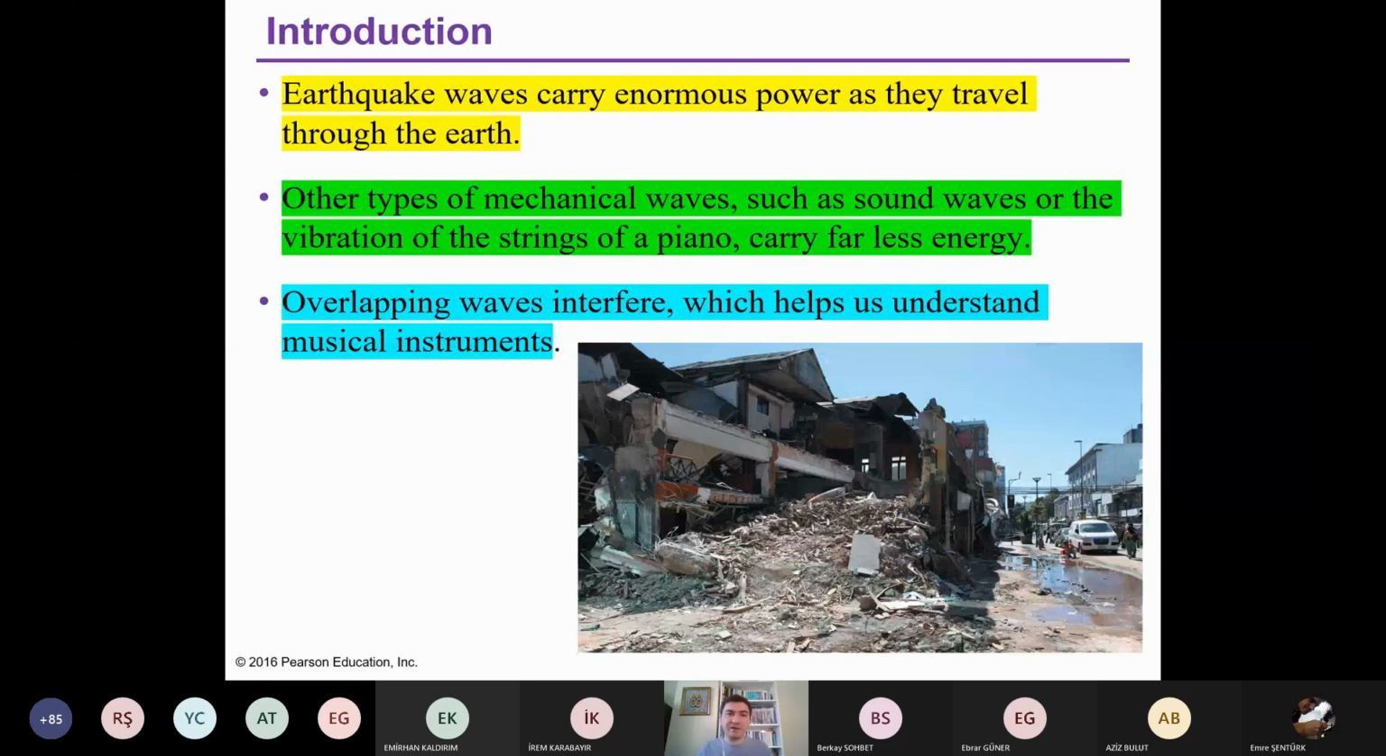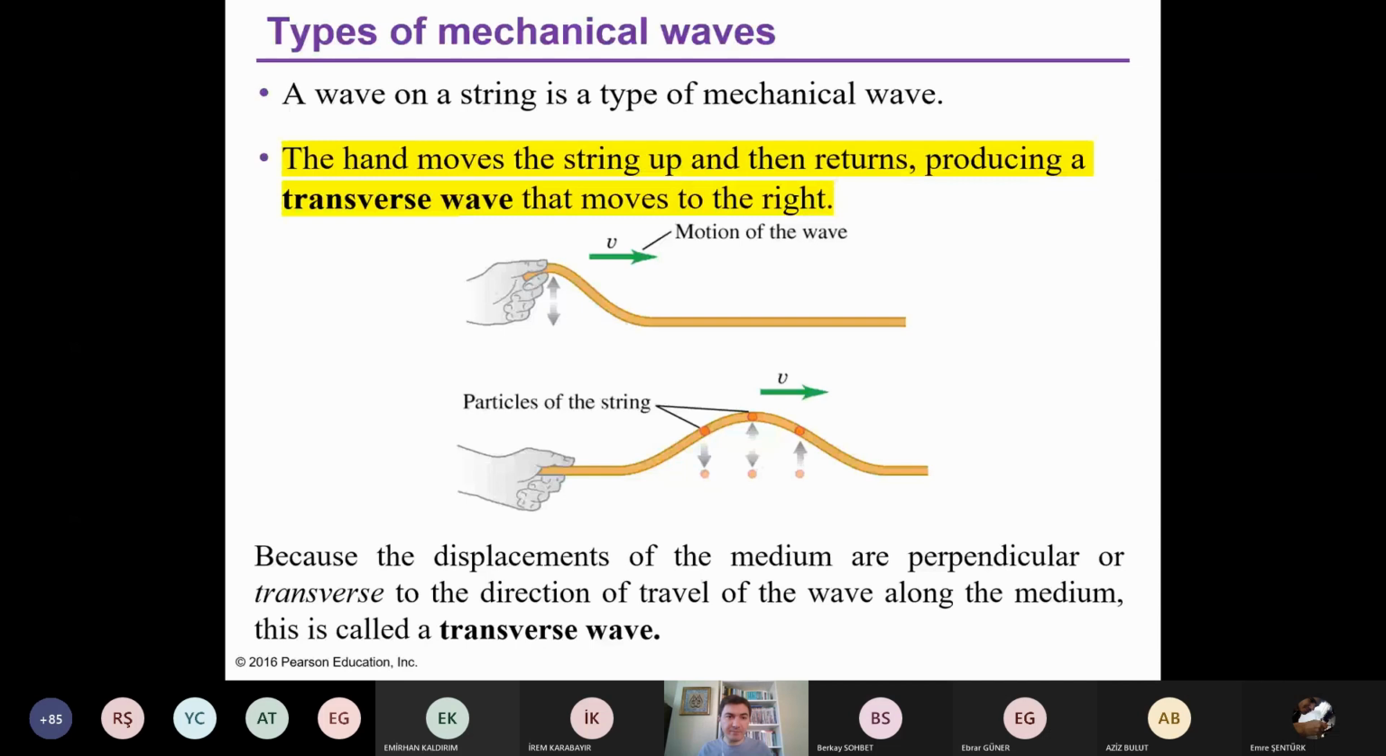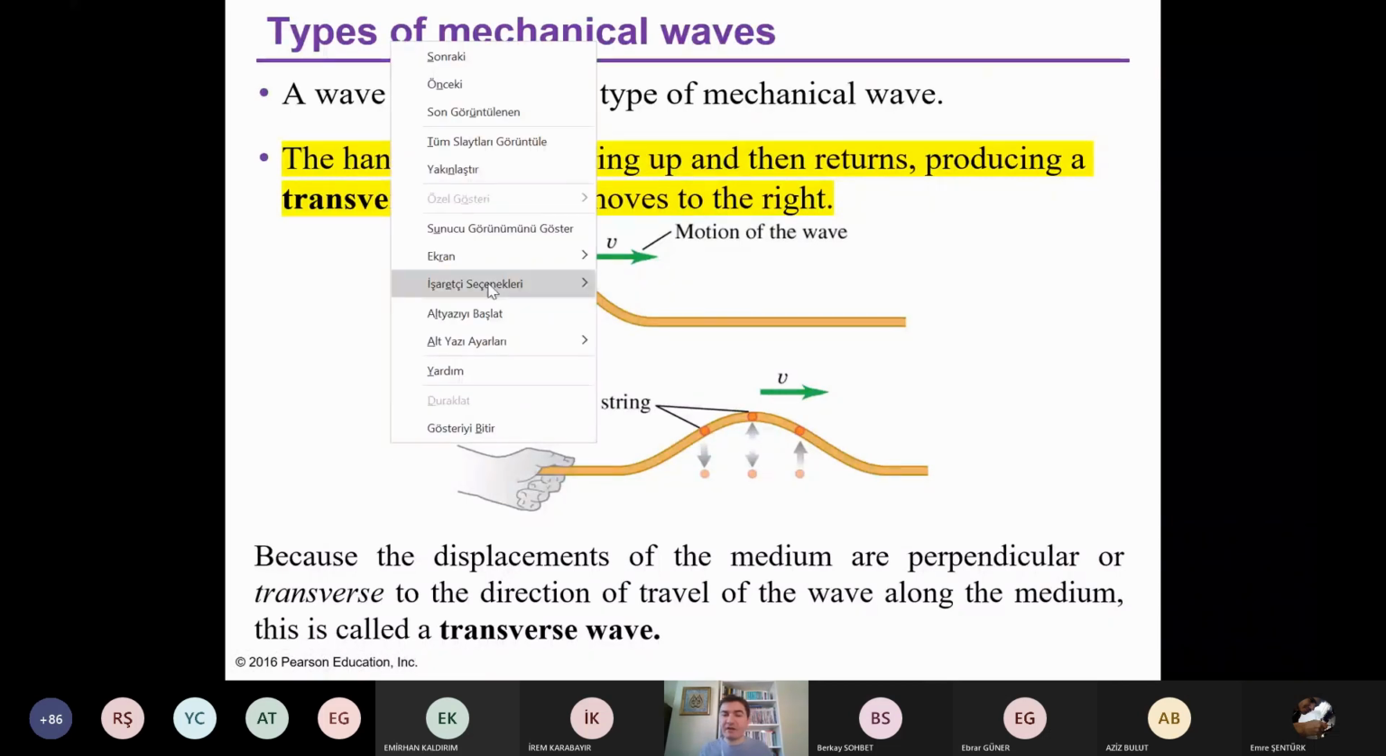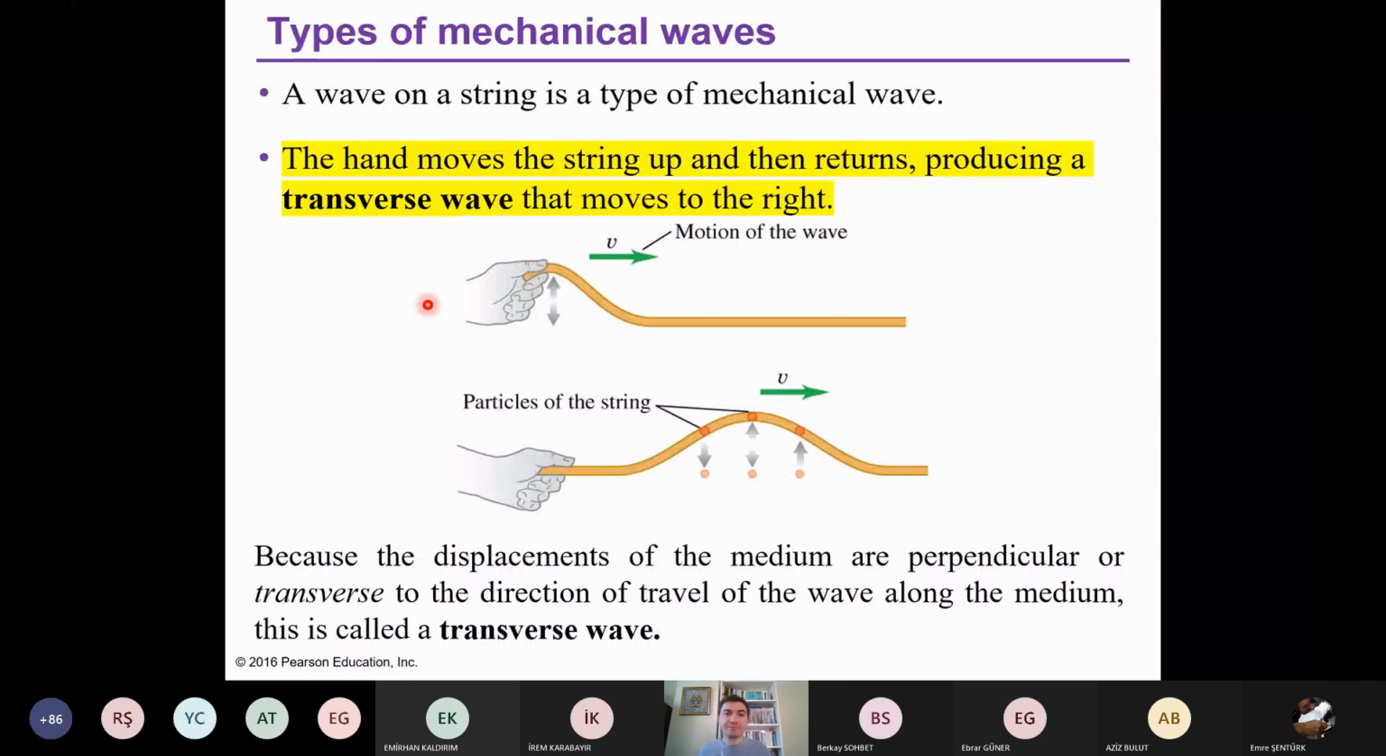Let me start with the types of mechanical waves. We will learn transverse wave, we will learn longitudinal wave, okay, and we will discuss the difference between transverse and longitudinal waves. Here we have a string. Okay, you see this is a string and this is hand. And by using hand, by applying force at one end of this string, you can produce a mechanical wave on the string. So the hand moves the string up and then returns, producing a transverse wave that moves to the right.